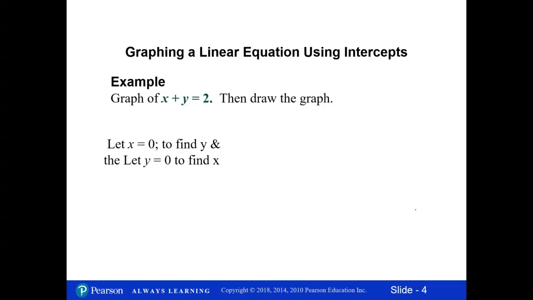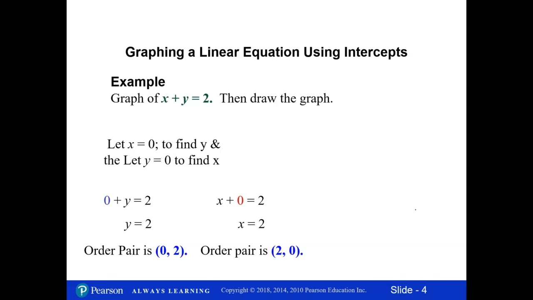So let's figure it out. X to be 0, what will be the y? And then y is 0, what will be the x? So first, x is 0, your y is coming out to be 2. So my first ordered pair is 0, 2. Second time my y will be 0 and my x is coming out to be 2. So my second ordered pair is 2, 0.